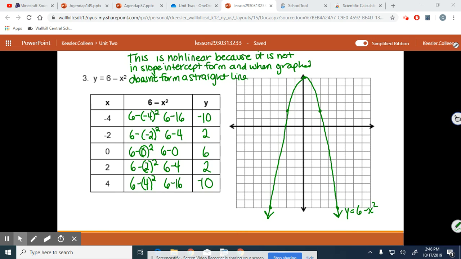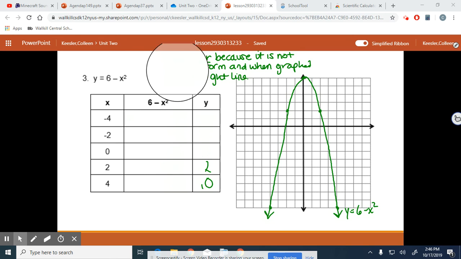So hopefully now you've got the description for linear and nonlinear down. If something is linear, it follows the format of y equals mx plus b, and when you graph it, it's straight. If something is nonlinear, it does not follow the format of y equals mx plus b, and when you graph it, it's not straight. It's that simple. Remember, y equals mx plus b is the same as slope-intercept form.